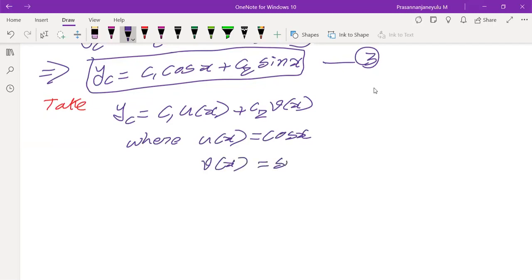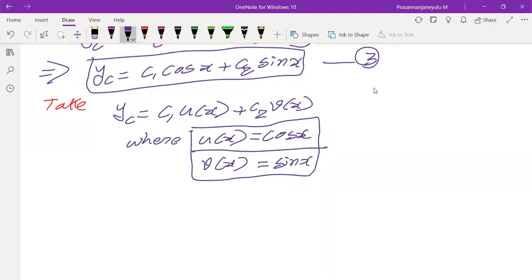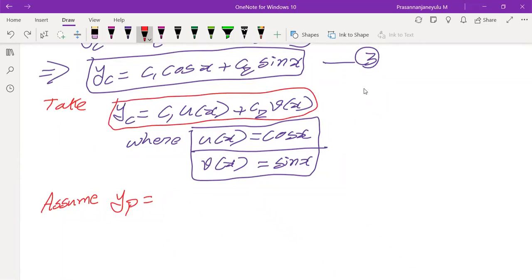So putting these two things in the box, u of x and v of x, now we need to find the particular solution. While finding the particular solution, as we discussed in the procedure, assume yp. In yc we have c1 into u of x plus c2 into v of x. So yp we have to assume as capital A into u of x plus capital B into v of x.